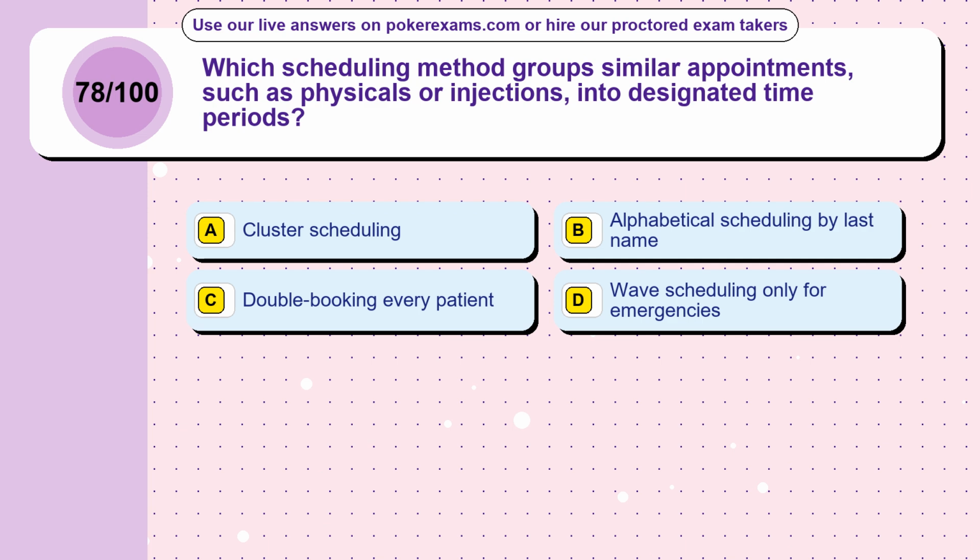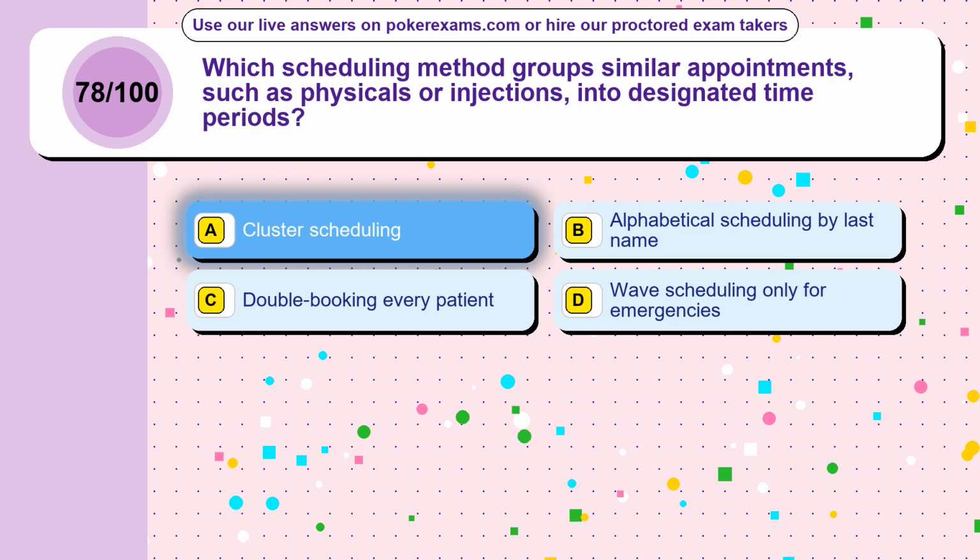Question 78. Which scheduling method groups similar appointments, such as physicals or injections, into designated time periods? Option A, cluster scheduling. Option B, alphabetical scheduling by last name. Option C, double booking every patient. Option D, wave scheduling only for emergencies. The correct answer is option A, cluster scheduling.